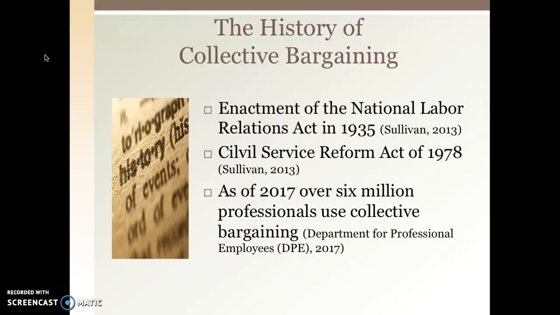The Civil Services Reform Act of 1978 then allowed certain federal employees who were previously not included to participate in some collective bargaining activities, however, not without prohibiting the subject of wages from being negotiated. As of 2017, the Department of Professional Employees reported that over 6 million professionals use collective bargaining in their workplace.